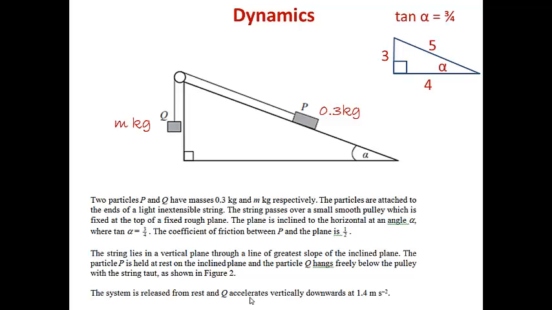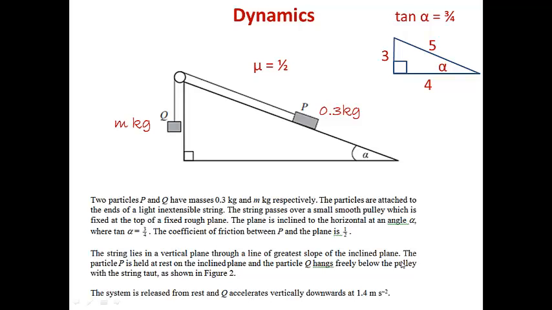So immediately we draw a little right angled triangle with alpha. The tan alpha is 3/4. We can work out the hypotenuse, and now we have a simple triangle where we can read any of the trig ratios of alpha. The coefficient of friction between P and the plane is 1/2. So we draw that on the diagram too.